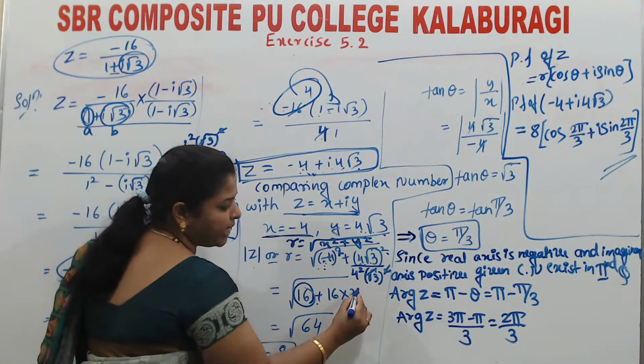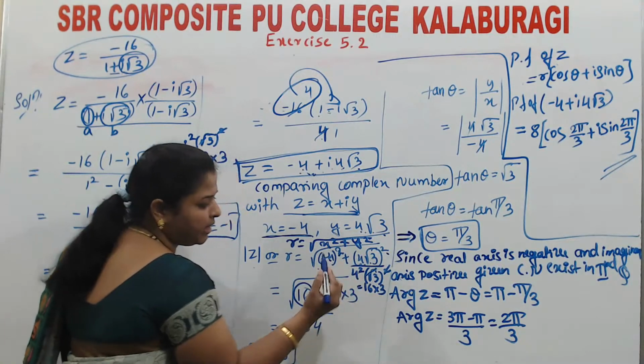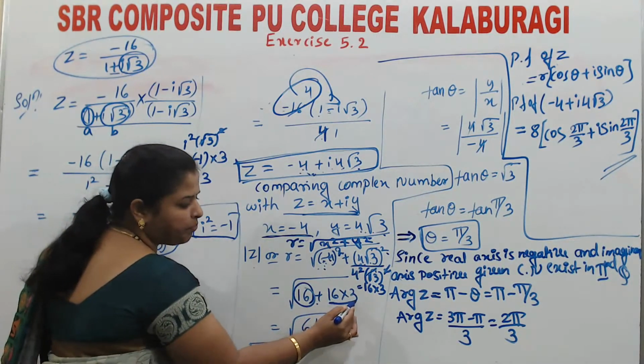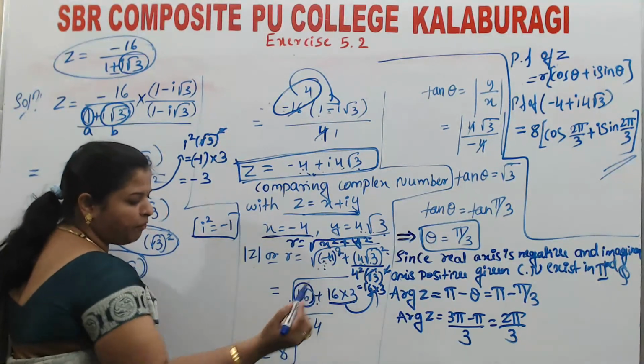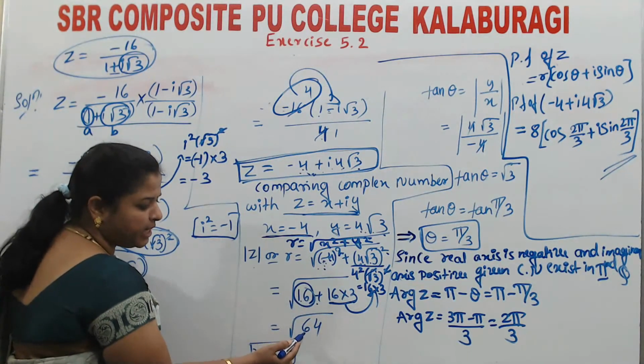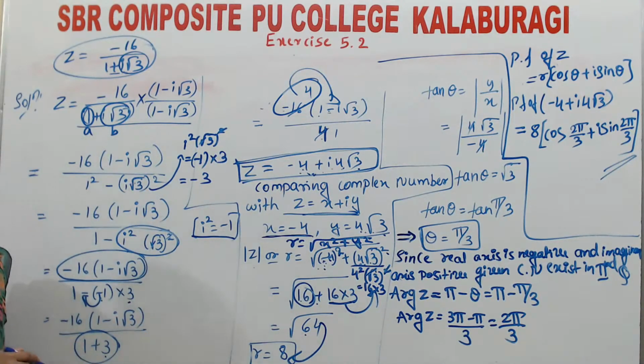Square root gets cancelled, which is equal to 4 square is 16. In here it remains 3. Therefore 16 into 3. Next 16 into 3 is 48, right? 48 plus 16 is 64. Square root of 64 is nothing but 8, right?